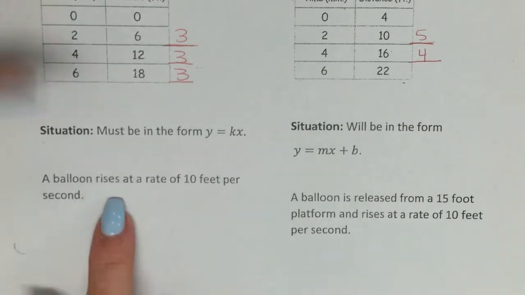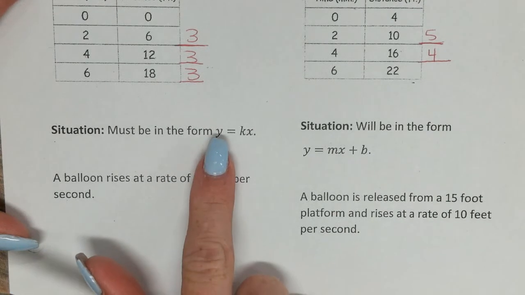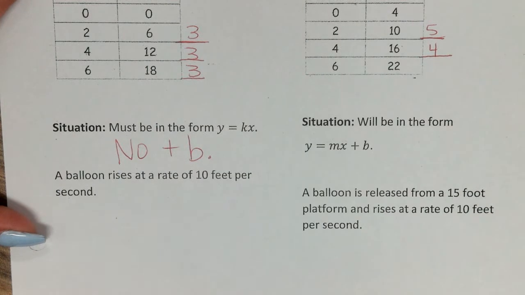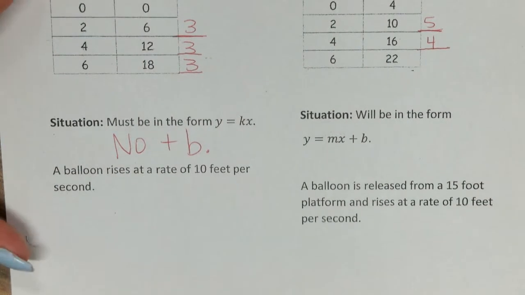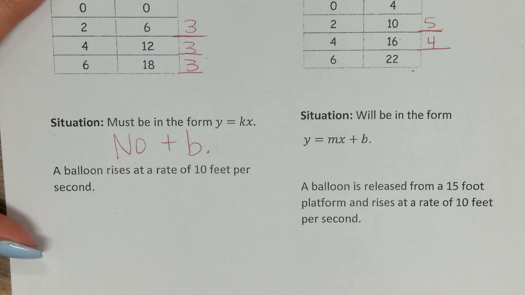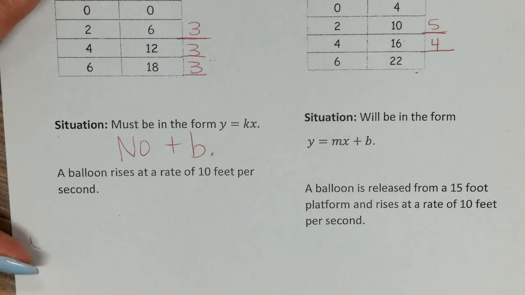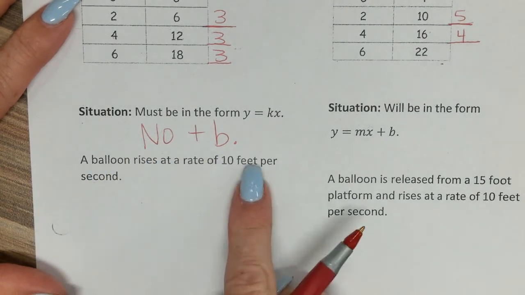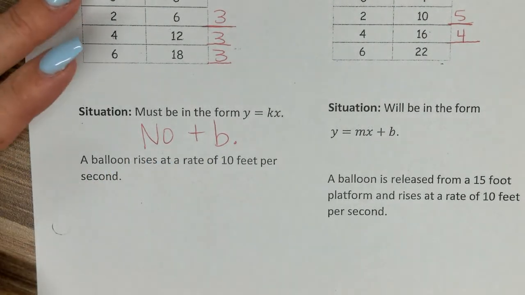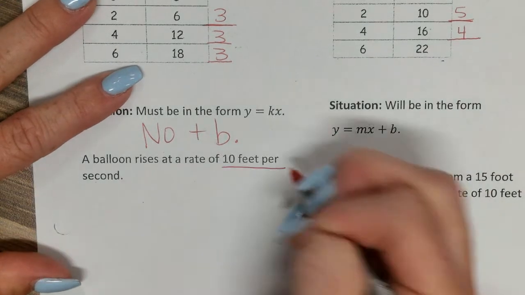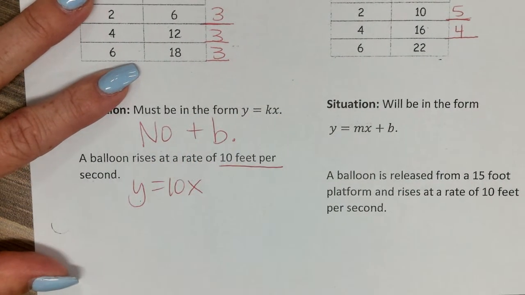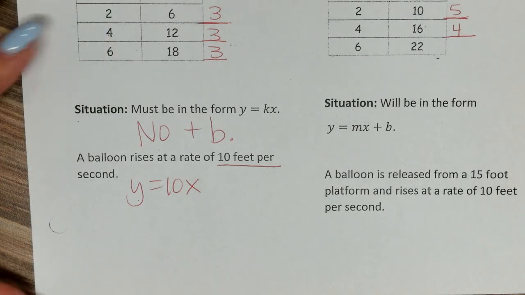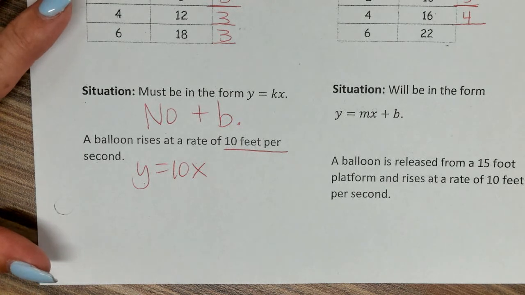To be proportional, a situation must be in the form of y equals kx. So no plus b. Write that down. To be proportional, you cannot have a plus b. No plus b to be proportional. All right. If I have a balloon rising at a rate of 10 feet per second, is that proportional? Yes, because 10 gets the x and it would be y equals 10x. Are we good?